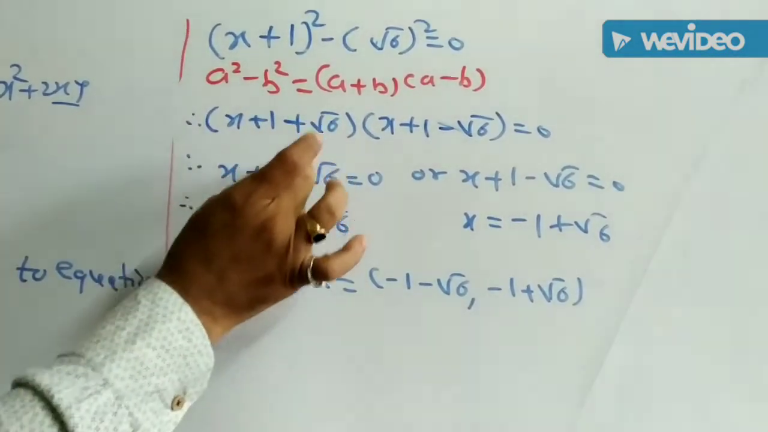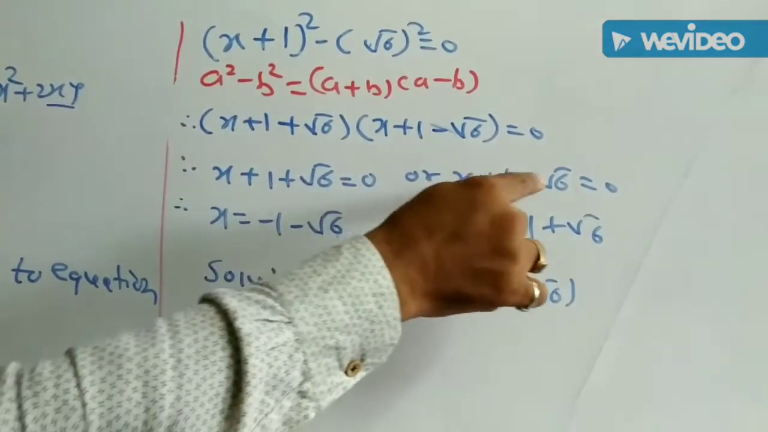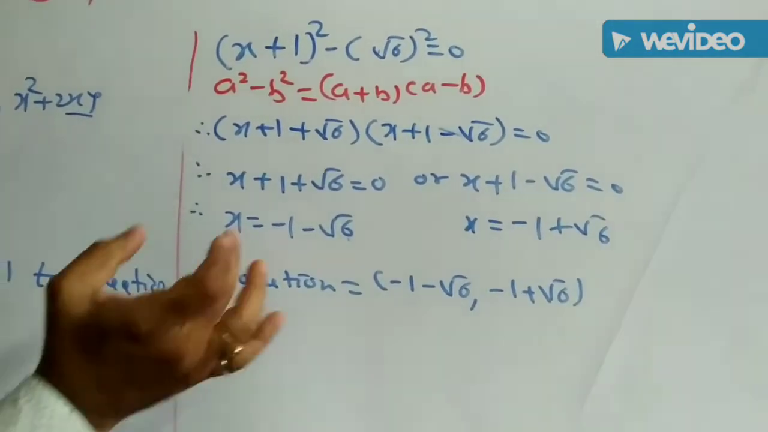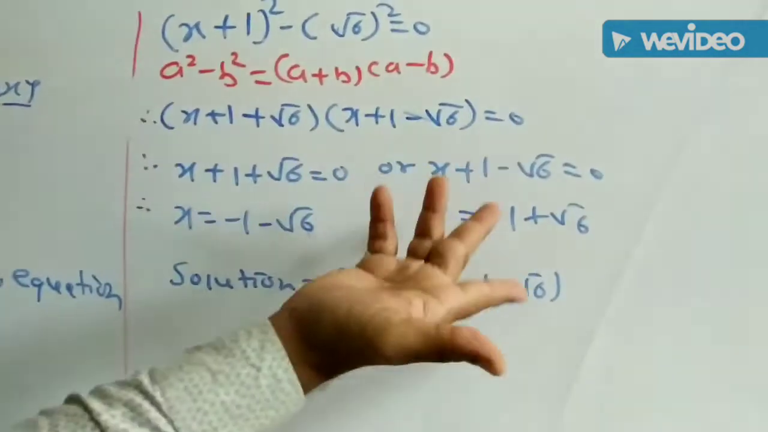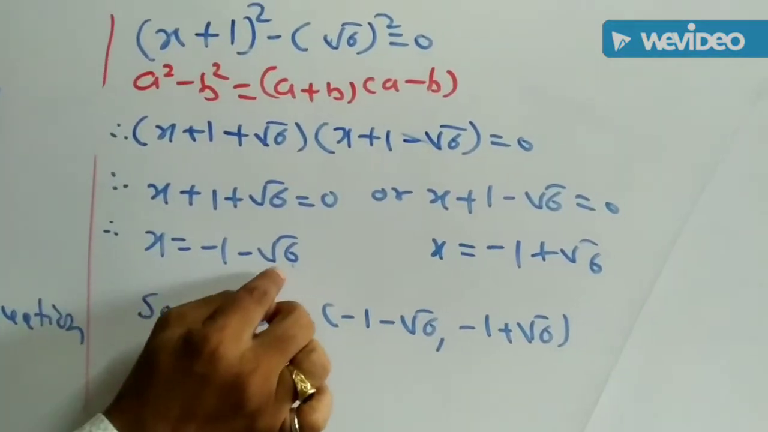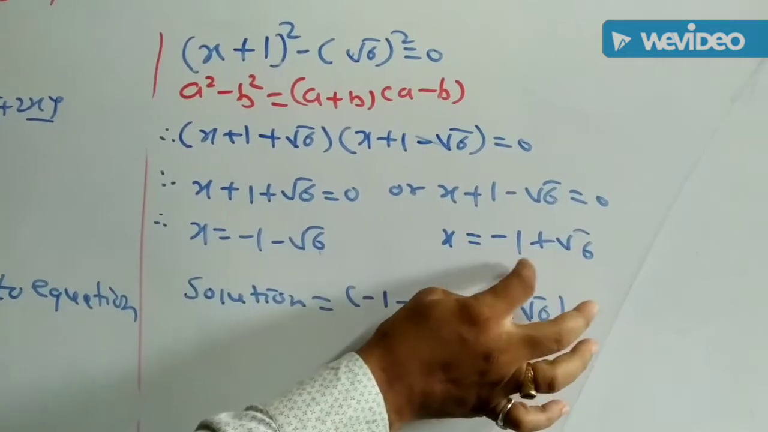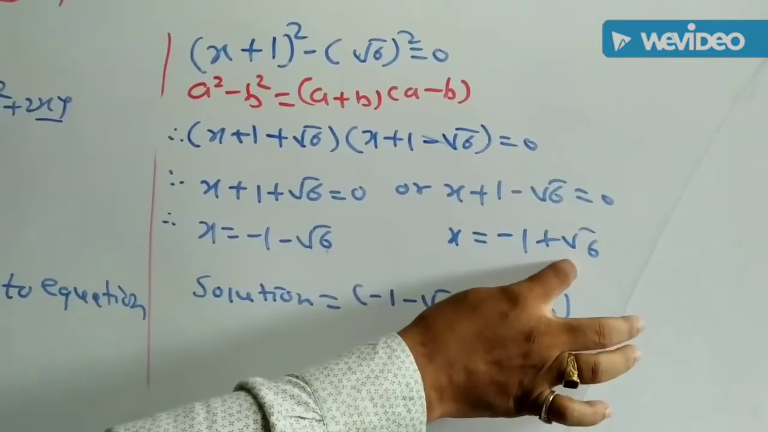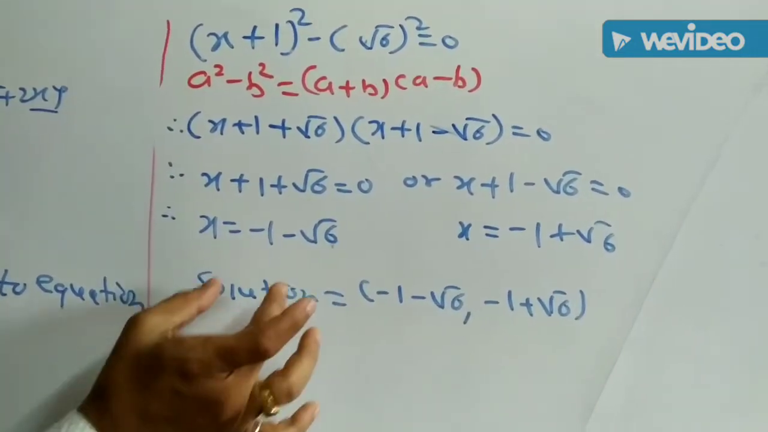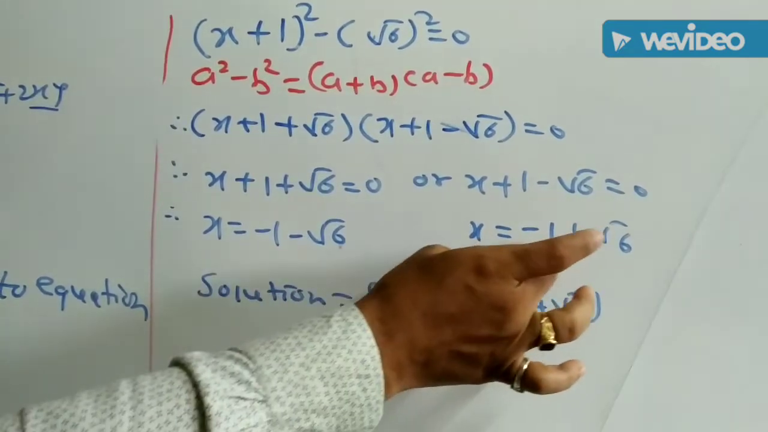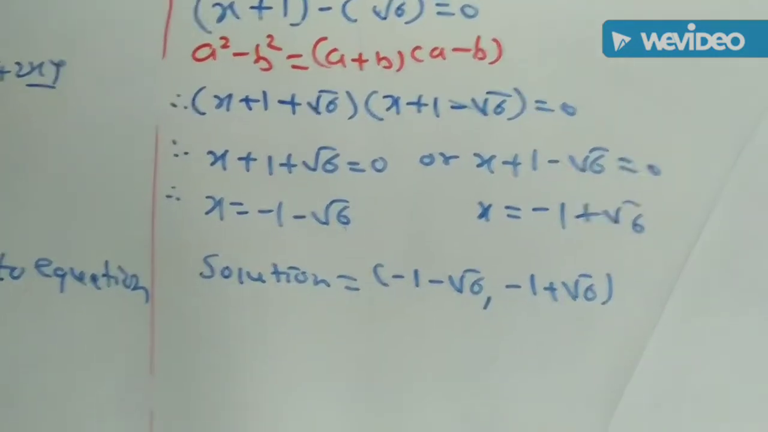Now x plus 1 plus root of 6 is equal to 0, or x plus 1 minus root of 6 is equal to 0. These both plus gets converted to minus, that is x is equal to minus 1 minus root of 6. To find x, plus 1 gets converted to minus, and minus root of 6 gets converted to plus. Now the solution is minus 1 minus root of 6 and minus 1 plus root of 6.